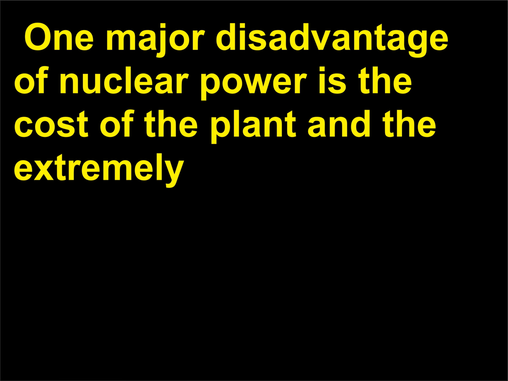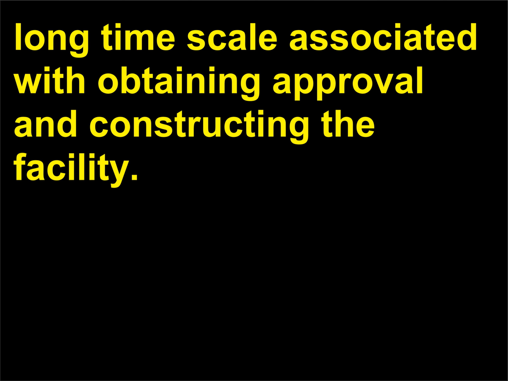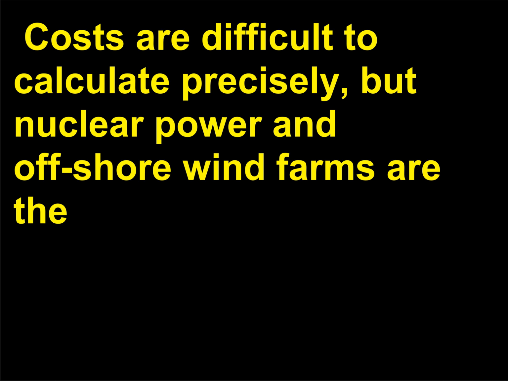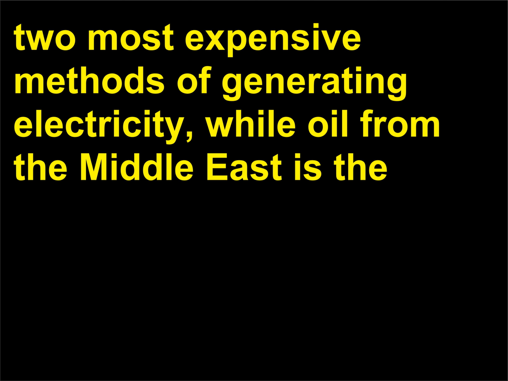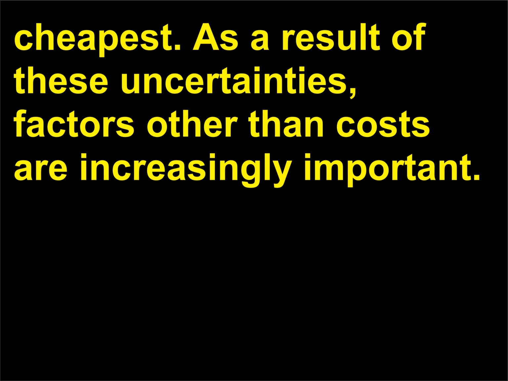One major disadvantage of nuclear power is the cost of the plant and the extremely long time scale associated with obtaining approval and constructing the facility. Costs are difficult to calculate precisely, but nuclear power and offshore wind farms are the two most expensive methods of generating electricity, while oil from the Middle East is the cheapest. As a result of these uncertainties, factors other than costs are increasingly important.